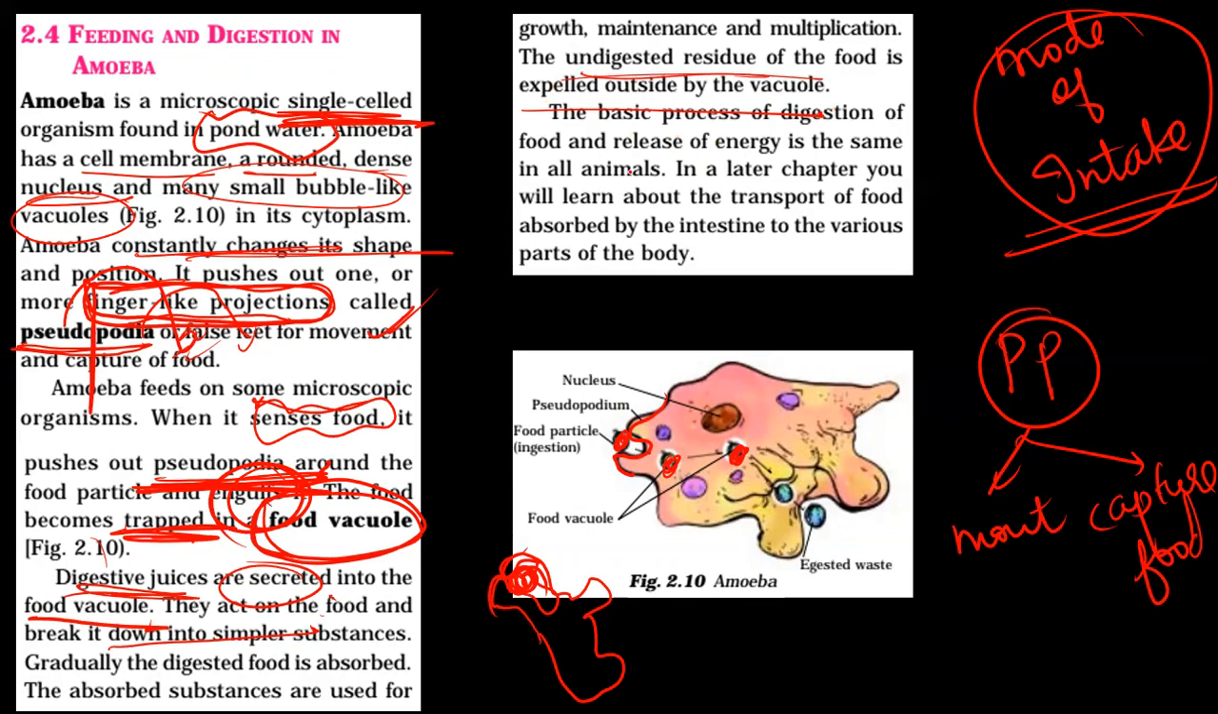Now, this basic process of digestion of food and release of energy is the same in all animals. But the transport and absorption, yes, as mentioned, the transport of absorbed food to various parts of the body, this process we have learned in the circulation chapter, through blood.